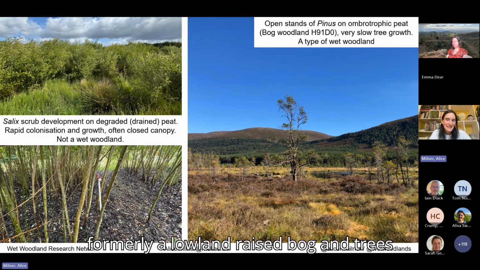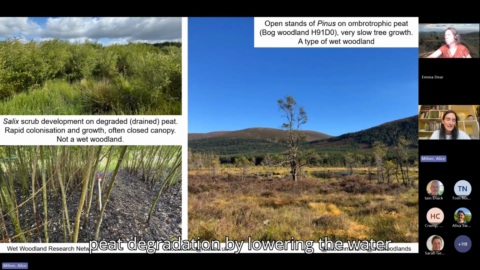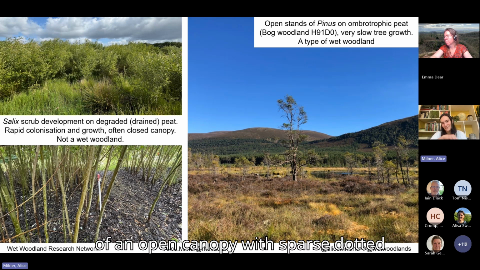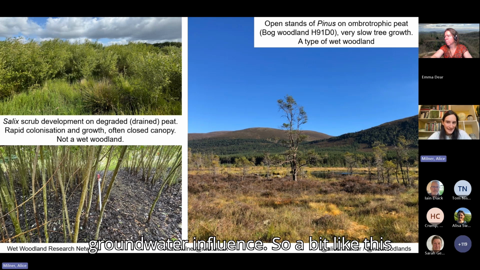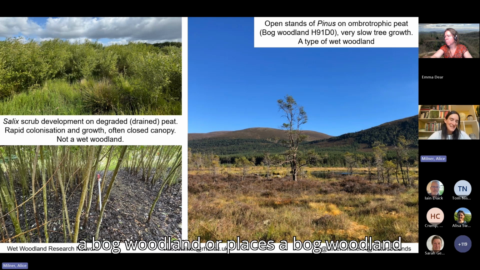But this site is formerly a lowland raised bog, and trees wouldn't naturally be part of this system in a healthy condition. And the trees here are probably contributing to the peat degradation by lowering the water table with such a dense canopy. Natural tree growth for this type of ecosystem would have been way more of an open canopy, with sparse dotted trees, stunted tree growth, growing on slightly raised areas of the microtopography, and you'd only have denser stands on the edges where there's greater groundwater influence. So a bit like this photo on the right, which is a bog woodland, or as close to a bog woodland as we can get.